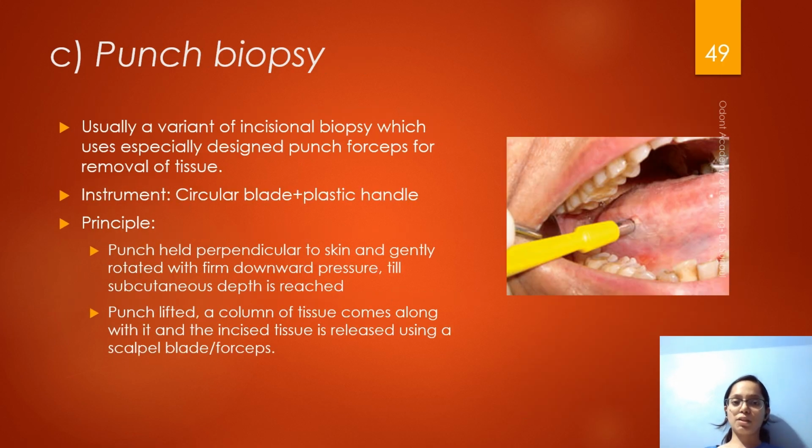Then punch biopsy, a very easy method where we take a punch which has a circular blade and a plastic handle. These are disposable. These are also for smaller lesions. They will cut away that part of the lesion and then it can be sent.